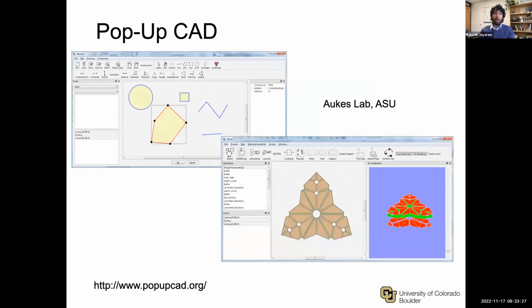And more specifically to help with the robotic side, there are two tools we use in our group. One set of tools is developed by Dan Aukes' lab at ASU. This is a software package called PuppetCAD, which helps you think about making these laminate structures on a plane and how potentially you can fold them up into a 3D structure. It makes the process of design and cutting using a laser really easy and simple.